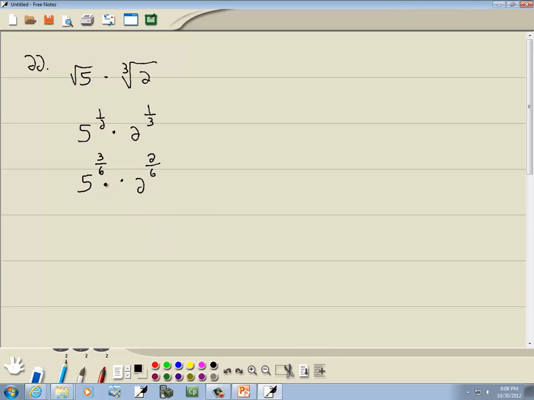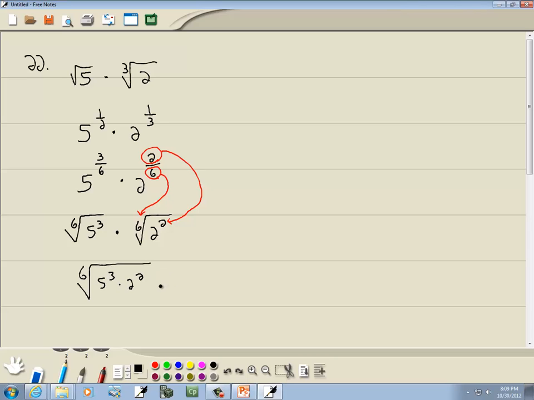Well, now the denominators are the same, and denominator is your index, so we can put this back into radical form. And the 6 would go here, and then we'd have 5 to the 3rd times 2 squared. Again, how it works is whatever is in your denominator is your index. Goes in the slot there. Whatever number's on top is your power that you can put inside. Well, now these both have the same indexes, so we can multiply them together. So we got 5 to the 3rd times 2 squared.